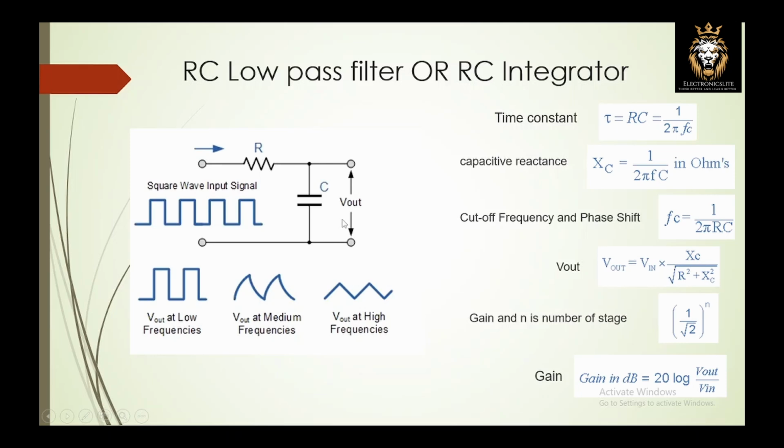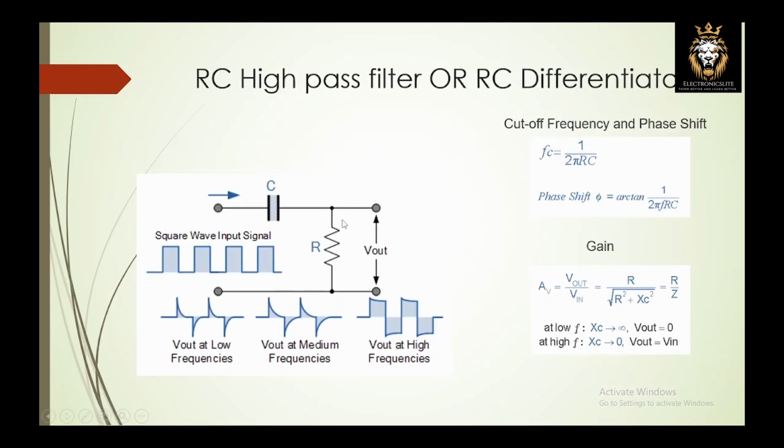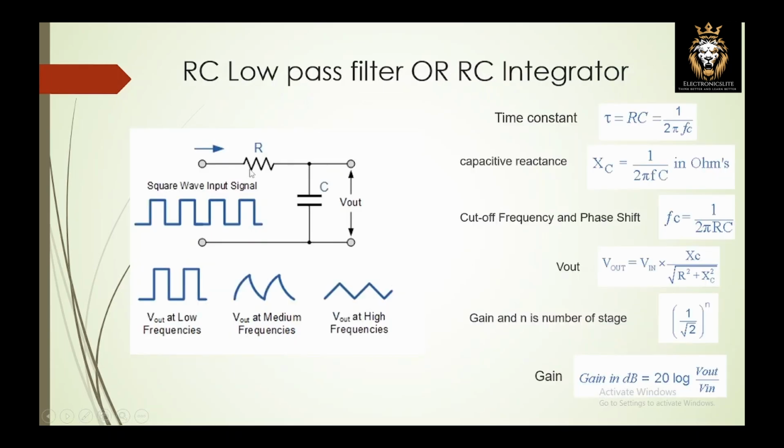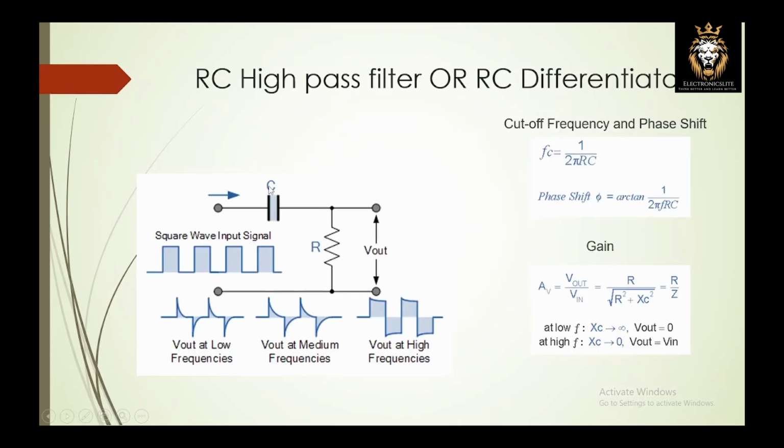Next we will see this RC high pass filter. This is an RC high pass filter or RC differentiator. Look at the previous circuit, the resistor is in series, the capacitor is in parallel. That is for RC low pass. In this circuit, the resistor is in parallel, the capacitor is in series.